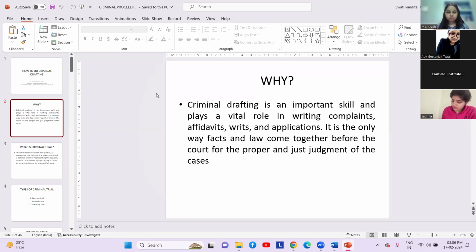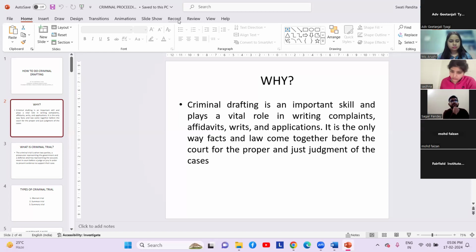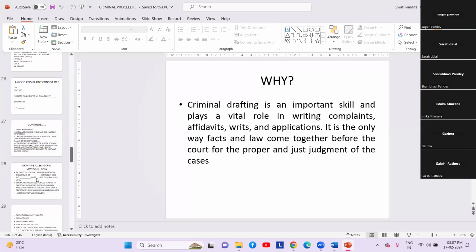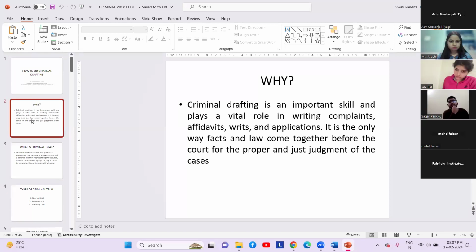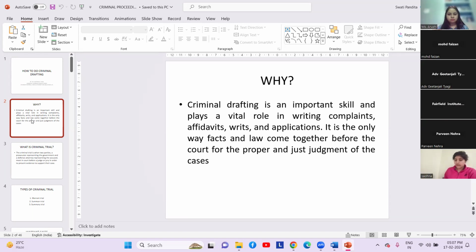I'll move forward. But before talking about the criminal trial, I want to tell you that criminal drafting is not something about law. It is about the facts. While going towards criminal drafting, we sit with our client and talk to him and try to get all the facts out of him. But how should we do that? How to move forward with criminal drafting? What is the process of criminal law? What is the process of criminal trial? We should be well versed with that.